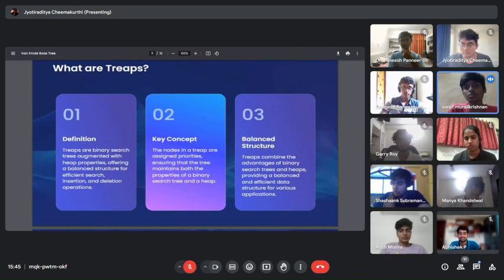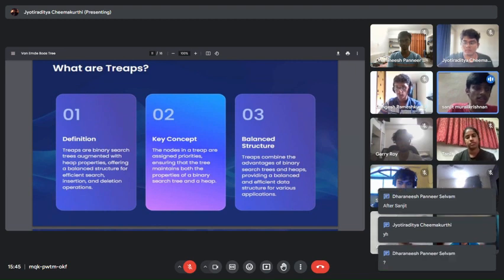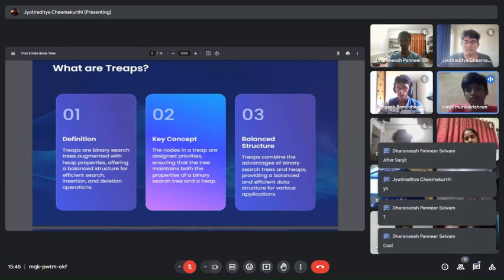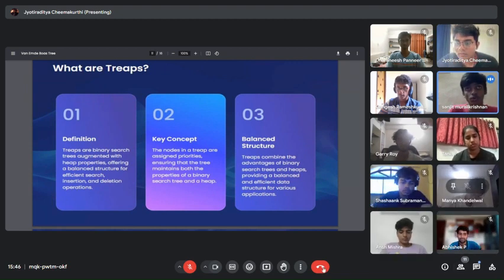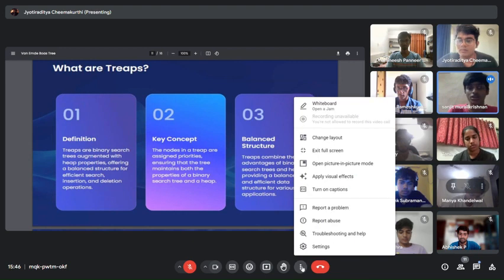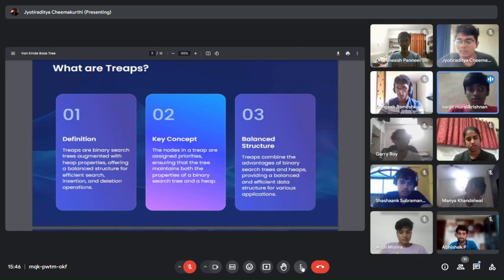A Treap is nothing but a type of self-balancing binary tree, which also maintains the properties of the heap data structure. So basically, it's a binary search tree which maintains all the properties of a binary search tree, that is O(log n) searching, O(log n) deletion, O(1) maximum and minimum, and O(log n) traversal. But at the same time, it introduces some new things like randomization as the key concept.